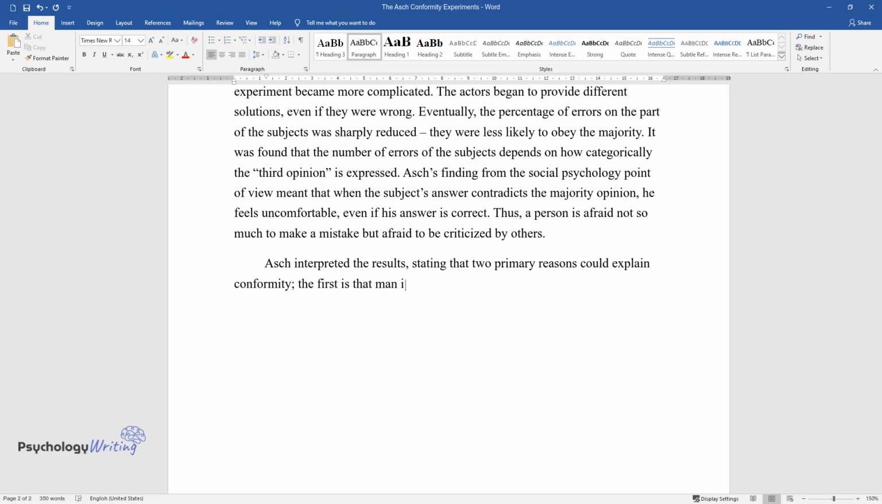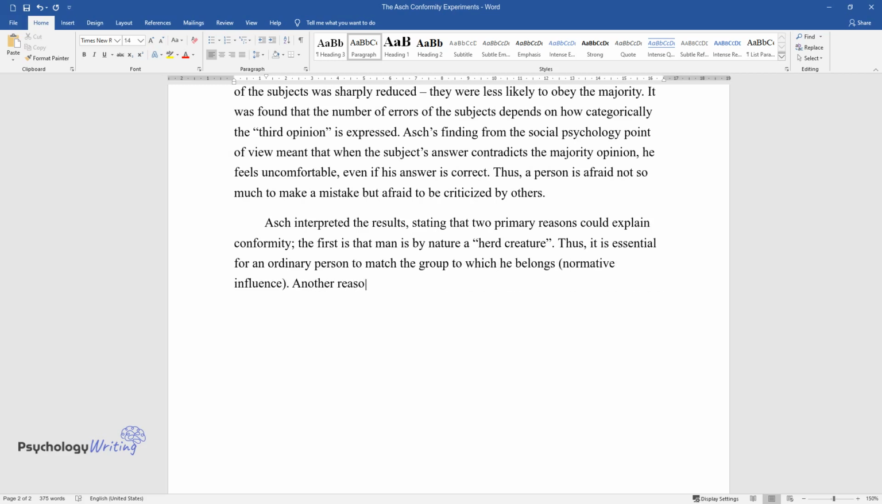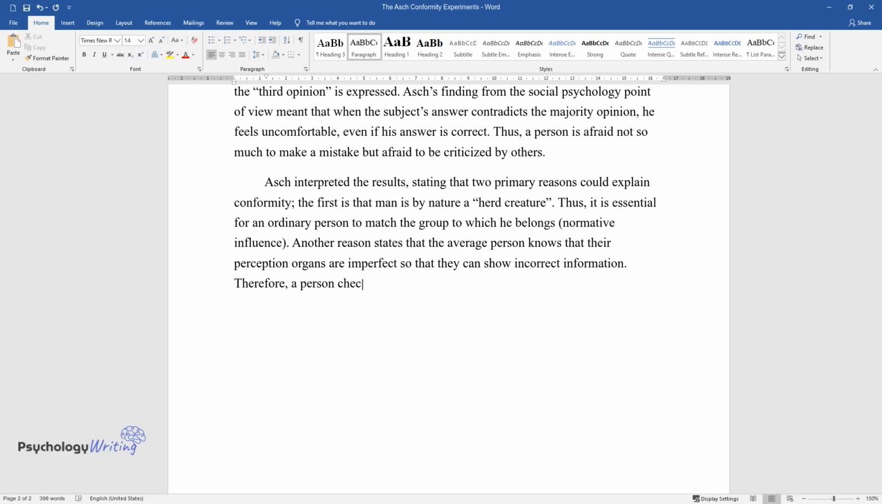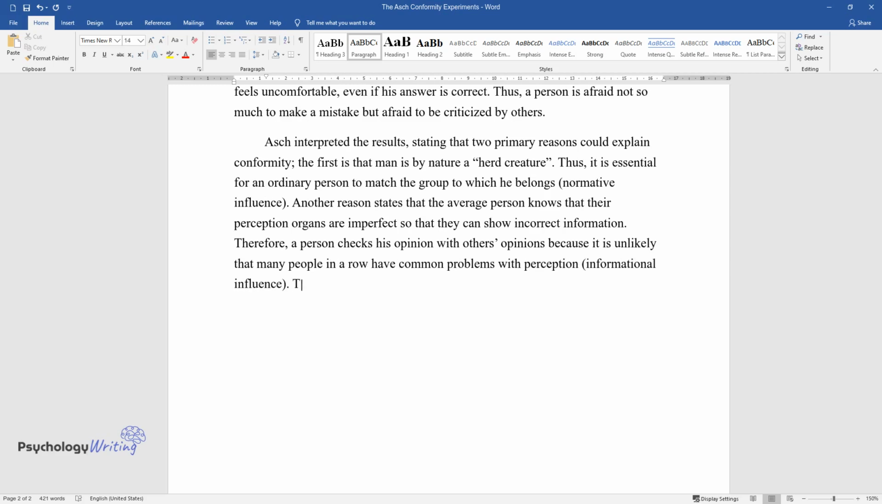The first is that man is by nature a herd creature. Thus, it is essential for an ordinary person to match the group to which he belongs, normative influence. Another reason states that the average person knows that their perception organs are imperfect so that they can show incorrect information. Therefore, a person checks his opinion with others' opinions because it is unlikely that many people in a row have common problems with perception, informational influence.